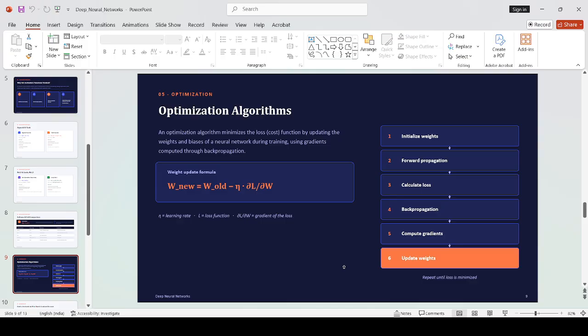Once the network makes predictions, it needs to improve its accuracy. This is achieved using optimization algorithms. The objective of an optimizer is to minimize the loss function by updating the weights and biases.